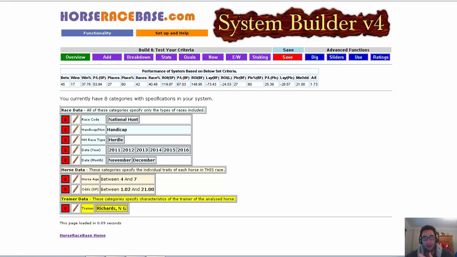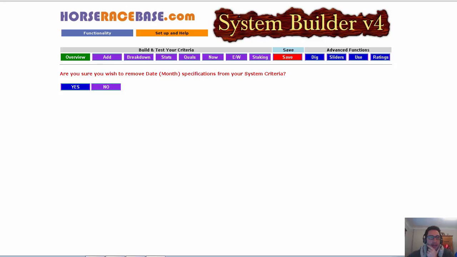So that's another little micro for Nicky Richards. November, December, handicap hurdlers aged 4 to 7. We know 20 to 1 and under. Generally 12 to 1 and under, even better. So that's that. What else can we look at?